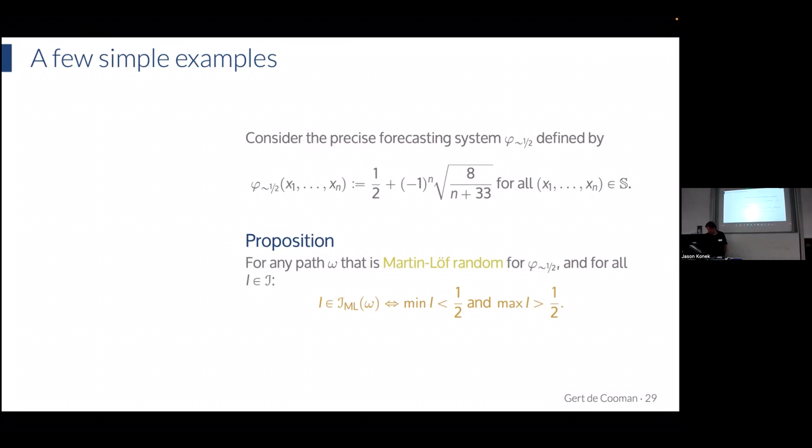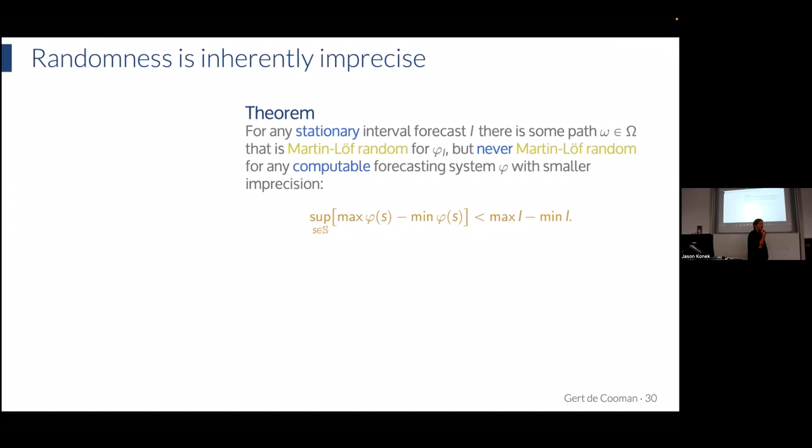Right. So this idea might lead you to suspect that this imprecision in your forecasts is essentially due to the fact that you start with something that is precise and computable, and you approximate it by something that is stationary. What we see is that if we start with something that is non-stationary, then typically you will need an imprecise forecast to make it random.